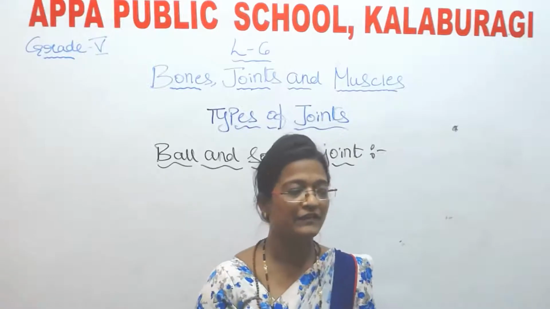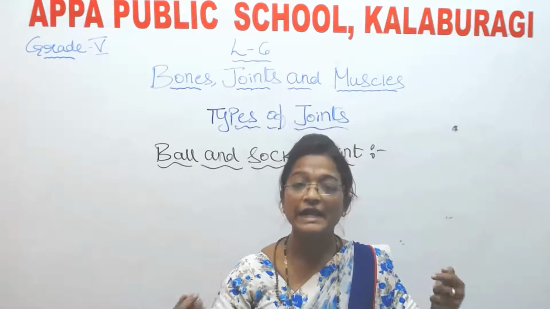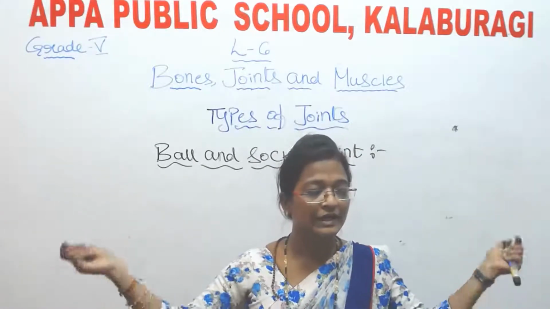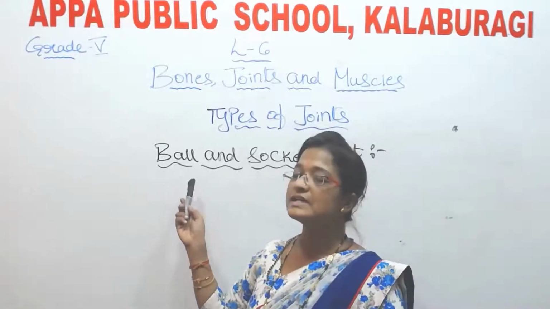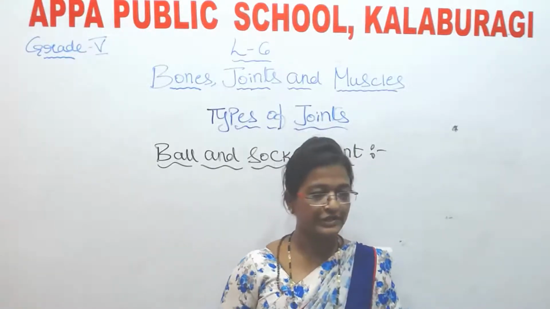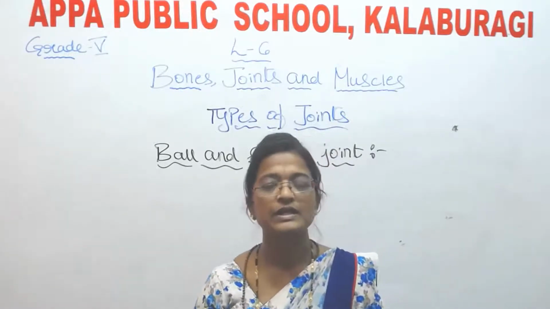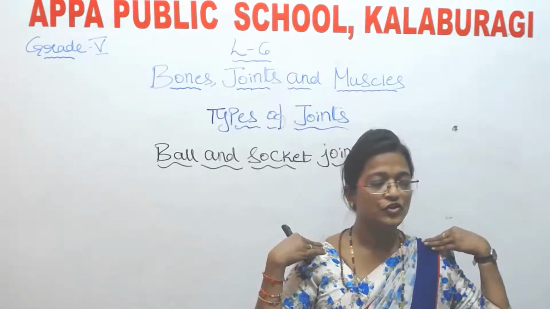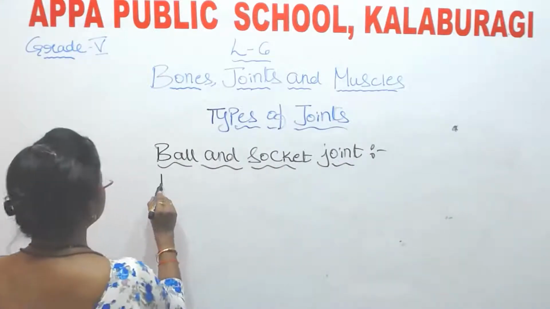So while bowling we can rotate a hand completely, and even while skipping we can completely rotate our hand. This is only possible because of this ball and socket joint, which allows movement in all directions. Okay, so where do we find ball and socket joints? As I said, they are found in the shoulder and hip. Okay, so next is hinge joint.